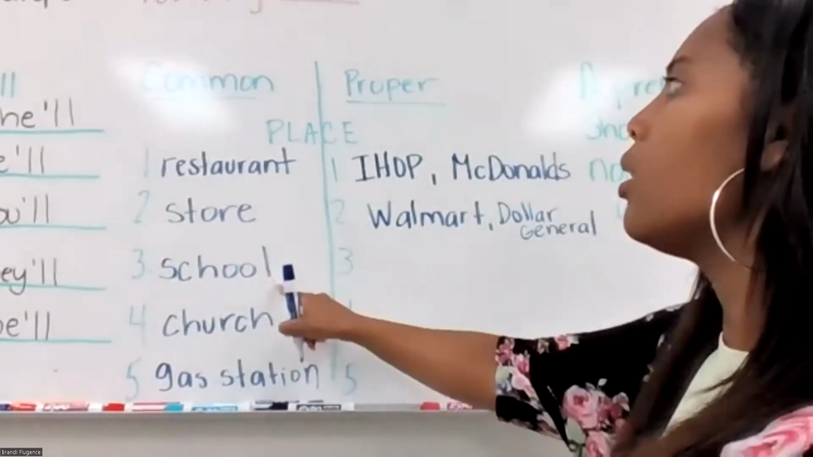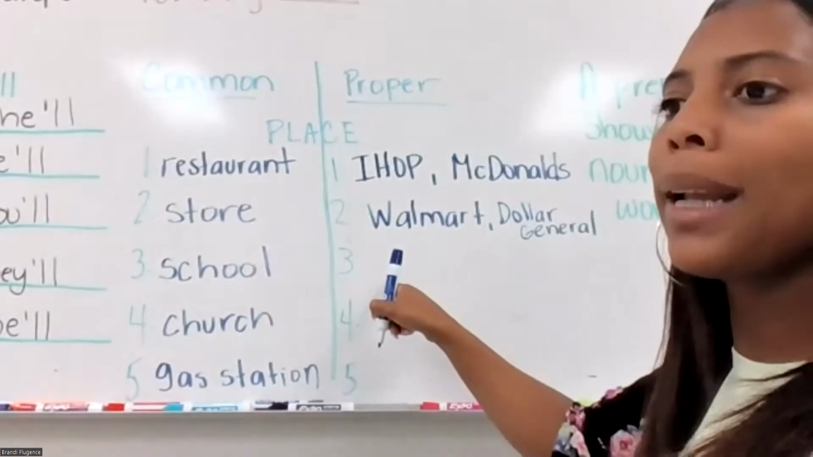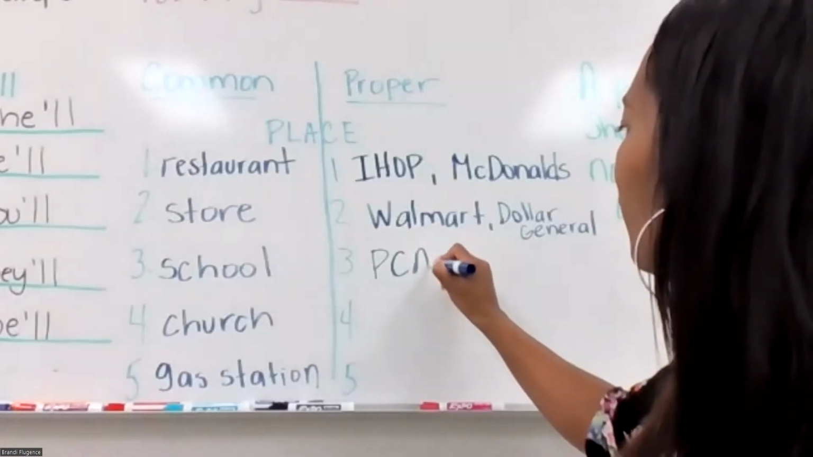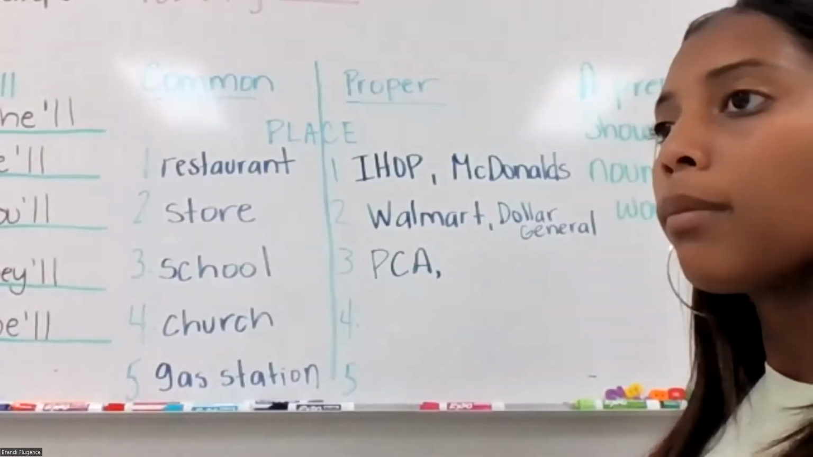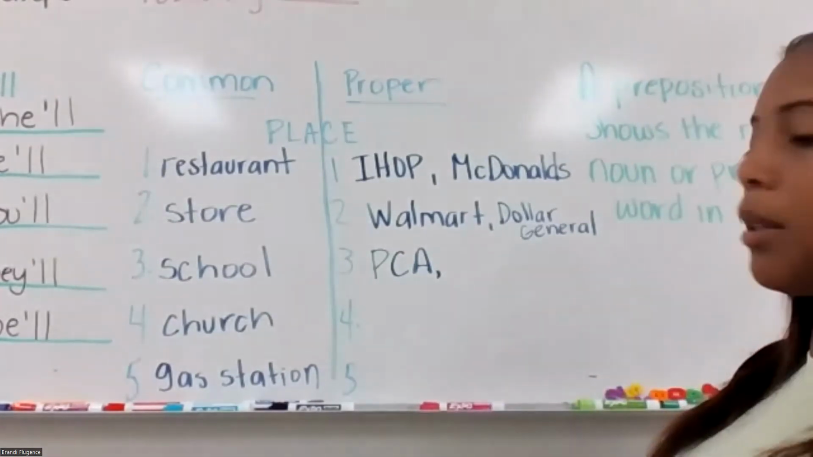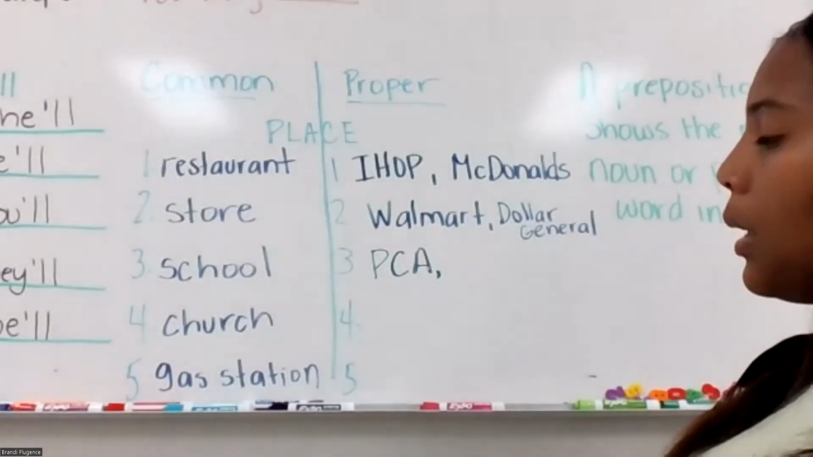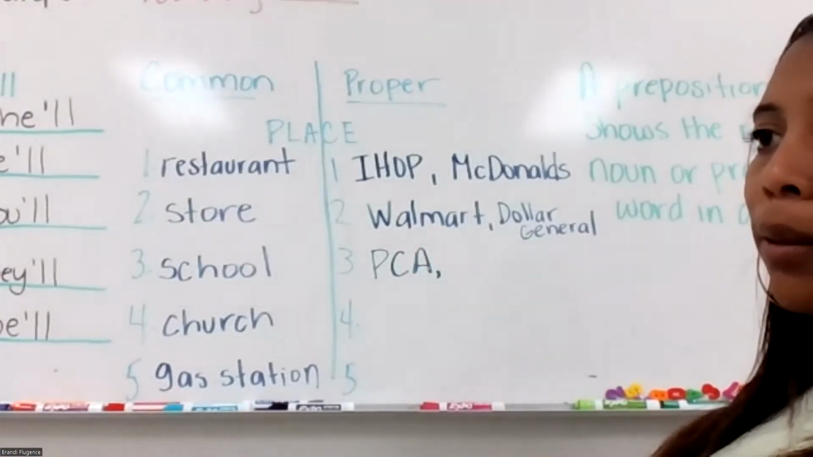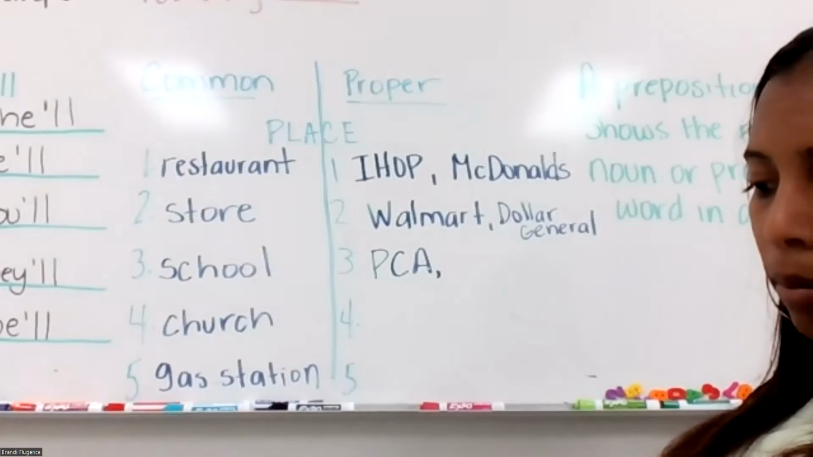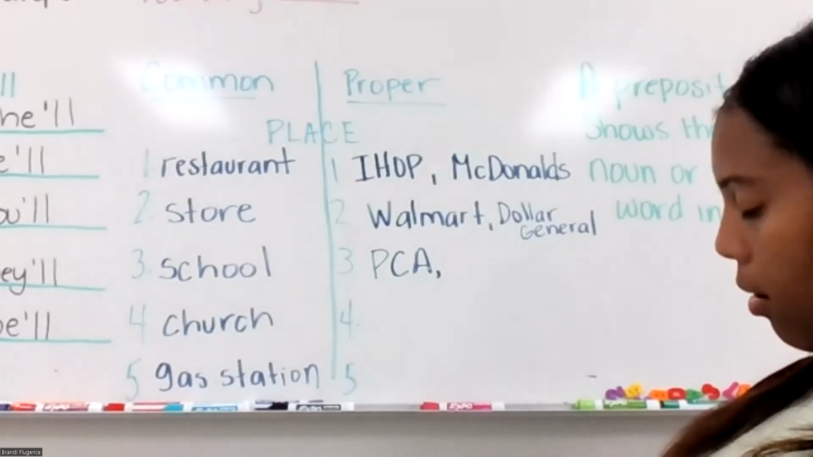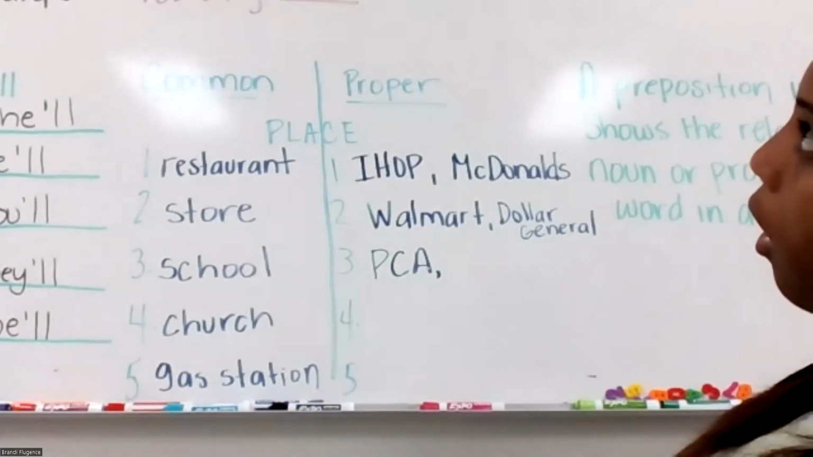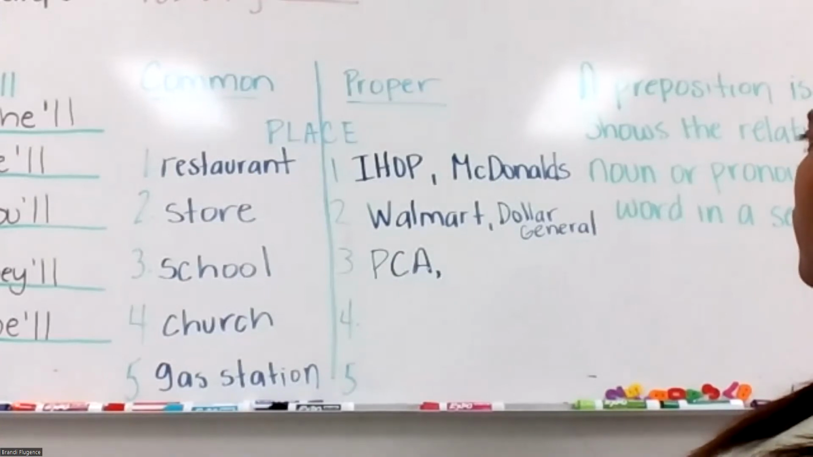Let's go to school. School is common. Let's turn school into a proper noun, giving the actual name of the school. Let's say PCA, and you capitalize each letter in PCA. And what else? Christian Learning Center. But we'll just do PCA right now because the others will be long. There are several schools we could put. Several means a lot, many, like 7. If that's what you got, 7.